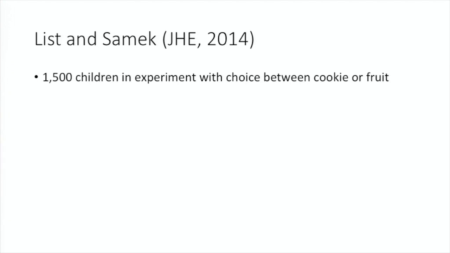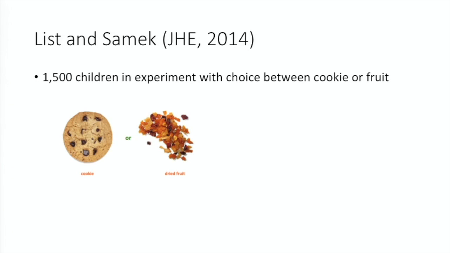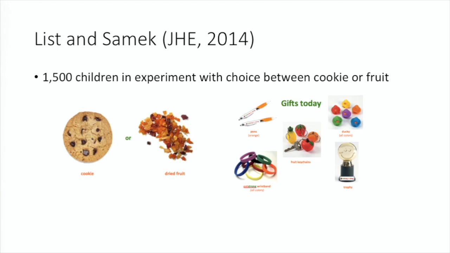So one example of this, with my colleague John List at the University of Chicago, we had a field experiment with about 1,500 children where we gave them choices between cookies or fruit in an after-school lunch program. And basically had this choice, and then we told them that every time you choose the fruit and you eat it, you get to have one of these awesome gifts. And so we have these pens, we have little keychains and trophies and little rubber ducks. So these are very cheap incentives that we can use.